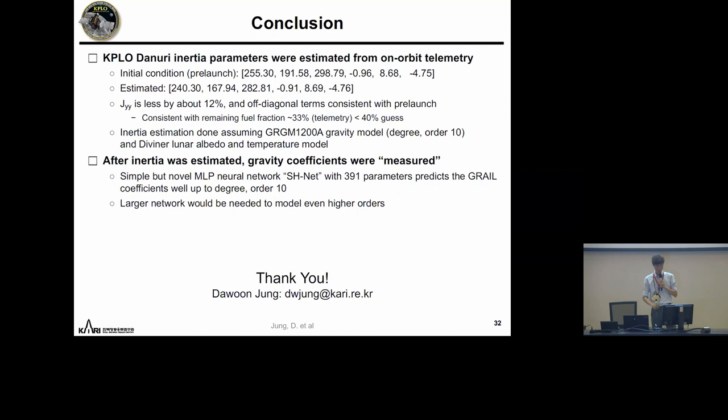So in conclusion, we can get some very interesting results from looking at just the telemetry of KPLO, Danuri.